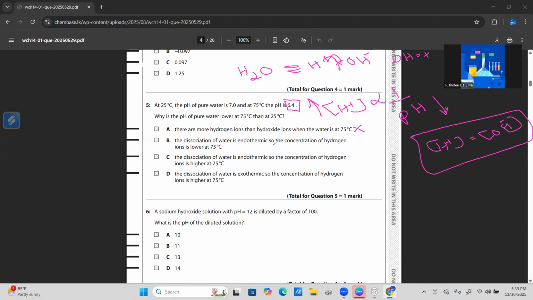The dissociation of water is endothermic, so the concentration of hydrogen ion is lower at 75. That is also wrong. If it is endothermic, with increasing temperature, more H plus is forming, right? So the correct answer is C. Dissociation is endothermic, so the concentration of hydrogen ion is greater. But because of this inversely proportional relationship, pH is lower, right? This is not exothermic. So the correct answer is C.